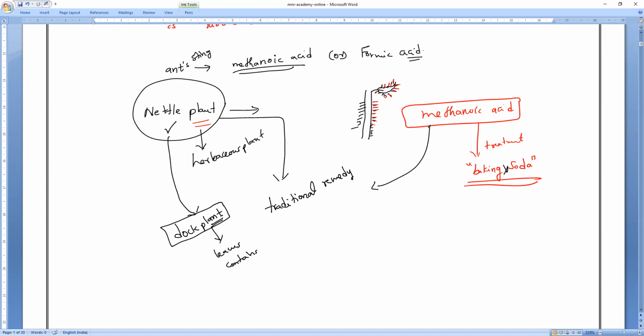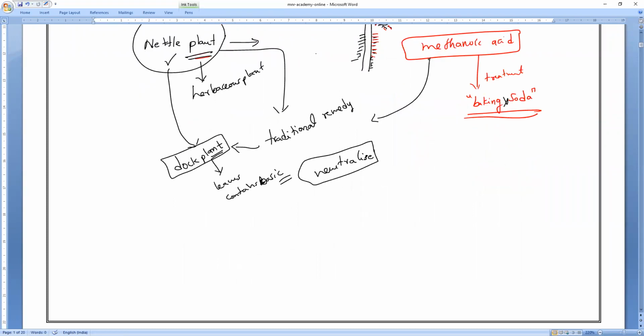Just take out those leaves and apply them to the skin area wherever it is touched and it is getting painful. Immediately it will neutralize the methanoic acid secreted by the nettle plant. Do you all understand, everybody? Like that it will be neutralized and we will get immediate relief. Do you all understand, all of you? Please respond, guys. Yes. Yes, sir. So that is what you have to remember.